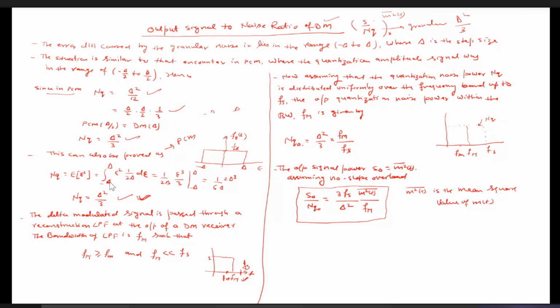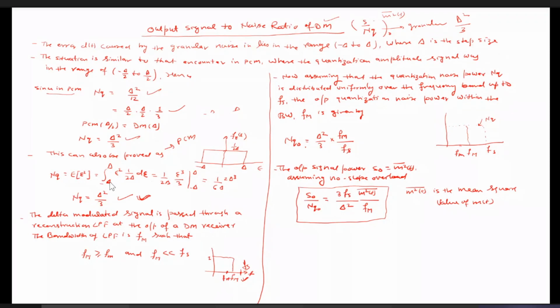So the quantization noise at the output reduces by what factor? It reduces by the factor of F_M to f_s, because the low pass filter passes only up to F_M, and the quantization noise is uniformly distributed up to the frequency f_s. So it passes only this frequency band, and it reduces by the factor F_M by f_s. Since F_M is less than f_s, this factor reduces it further. This is the output noise power of the delta modulation.